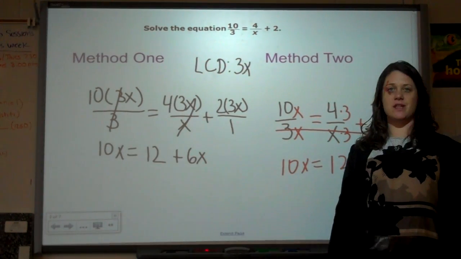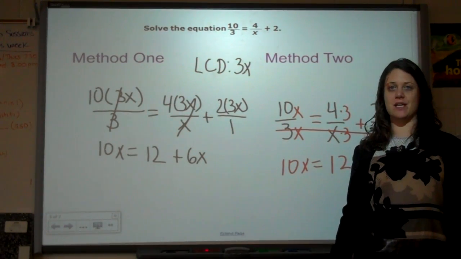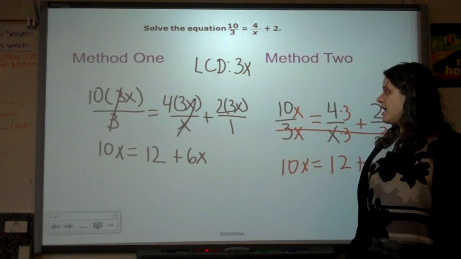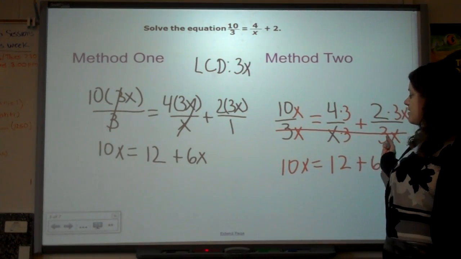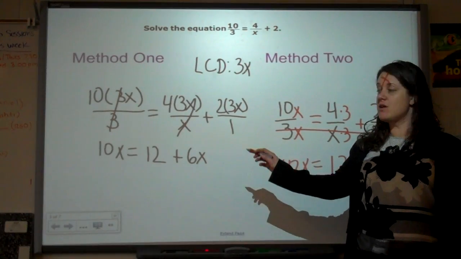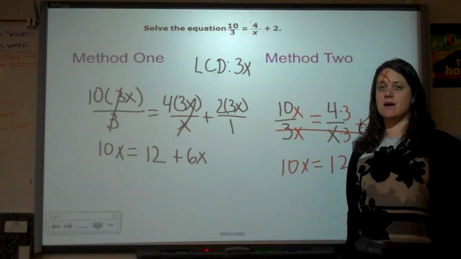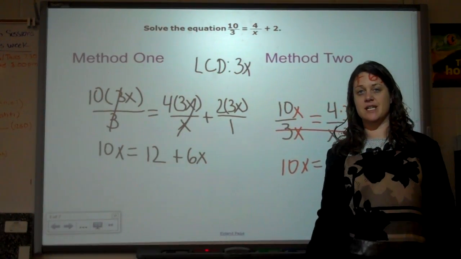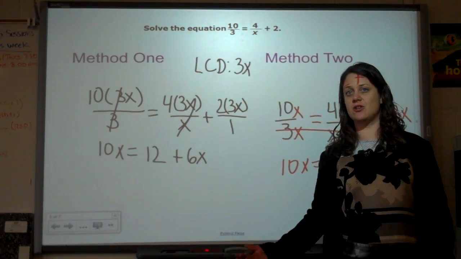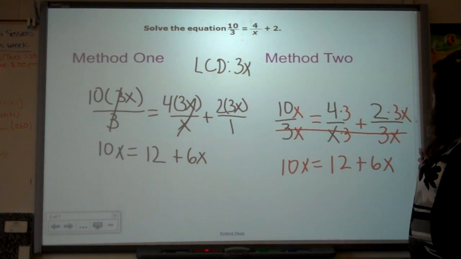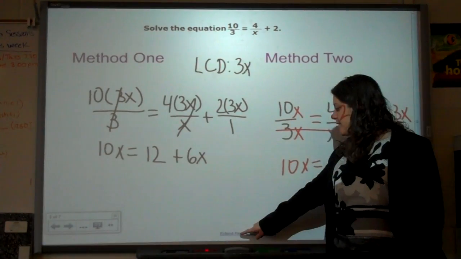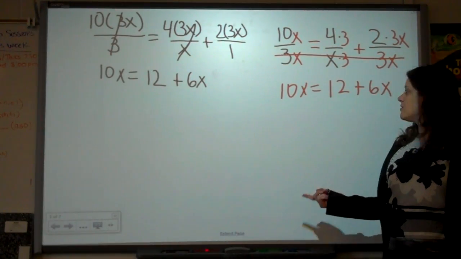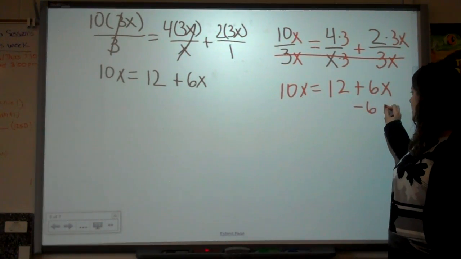So it doesn't really matter which one of these you use. It's basically the exact same thing, just two different ways to do it. Either you can find a common denominator and then get rid of the denominators, or multiply each term by the least common denominator, and that will get rid of the denominators. Once I have this, I'm just going to solve it. This one is just a regular linear equation. So I'll go ahead and solve this one. I can subtract 6x.